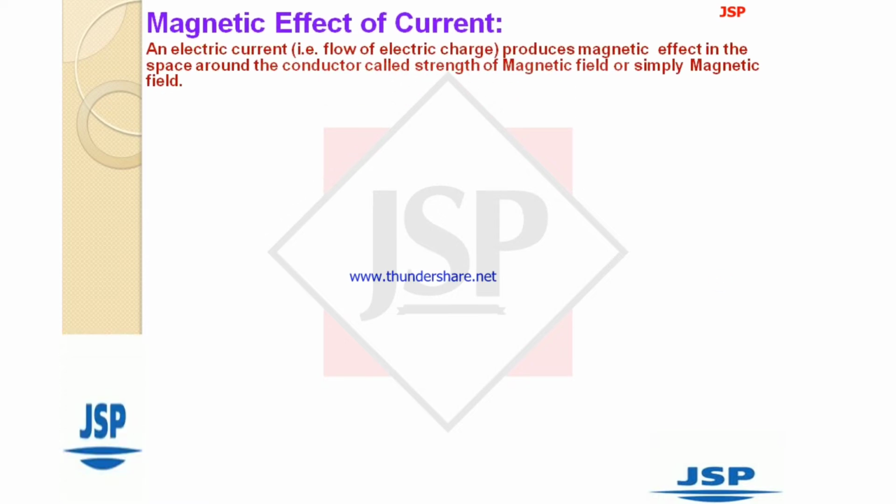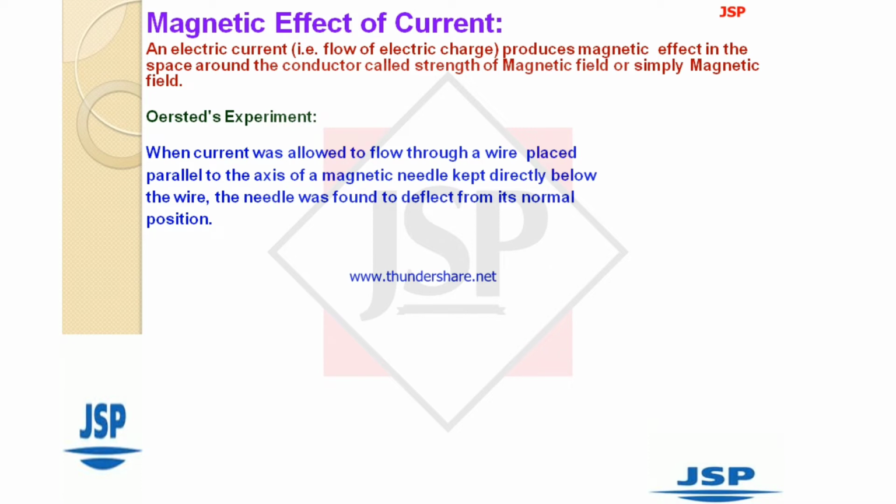Magnetic effect of current. An electric current, that is the flow of electric charge, produces a magnetic effect in the space around the conductor, called strength of magnetic field or simply magnetic field.